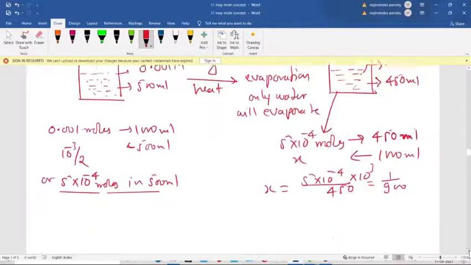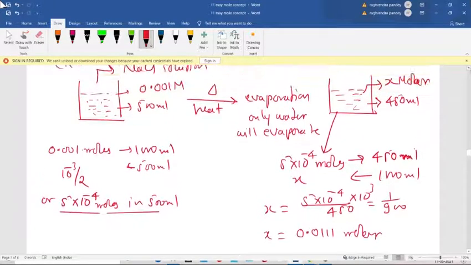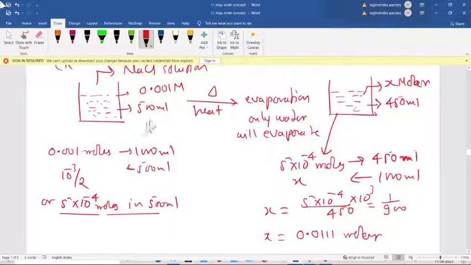1 by 900. So that will become 0.0111, like that, molar. So X will be this. Now there is an increase in the molarity. Have you understood this one? Water is evaporated. First you have to find the number of moles, then you can find how much water is evaporated, and then from that you can find the molarity. So this is one approach.